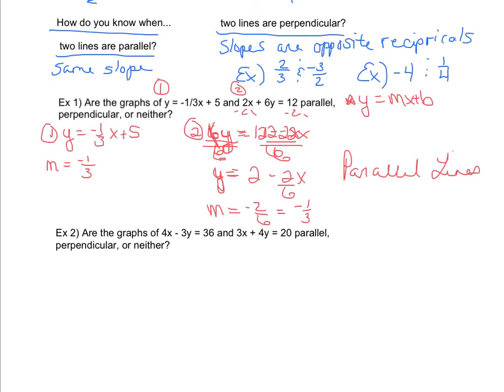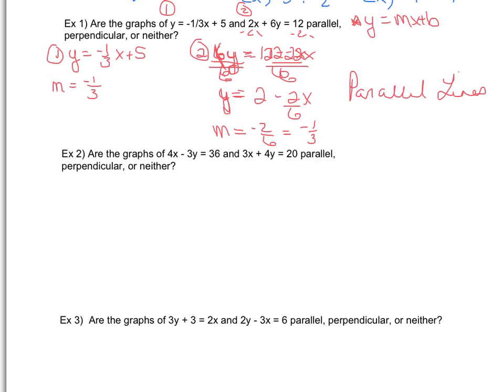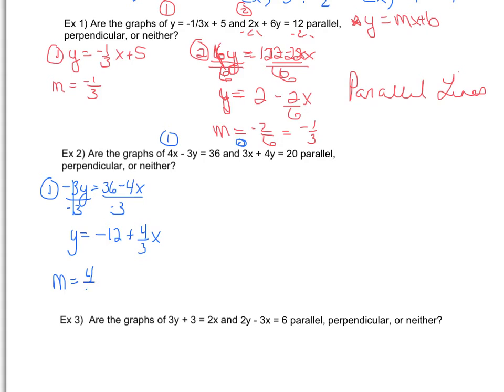Looking at example 2, I'm going to go through the same process. In this example, neither equation is in y = mx + b form, so I'm going to have to manipulate both equation 1 and 2. In equation 1, I'll start by subtracting away the 4x, giving me -3y = 36 - 4x, and then I'll divide by -3, giving me y equals 36 divided by -3, which is -12, and -4/-3 becomes plus 4/3x. I'm going to say my slope, my m, is 4/3.